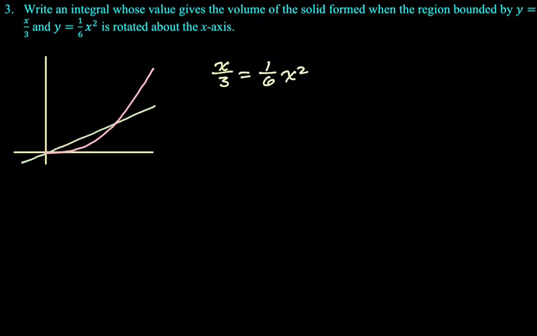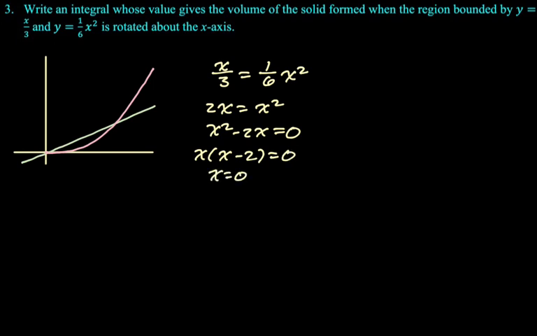So just set them equal to each other, multiply both sides by 6, move everything to one side. So I actually moved everything to the right, but then I always just rewrite it. So x squared minus 2x equals 0. Factor, I'm sure at this point you know how. And then our intersections are 0 and 2. So those are going to be the bounds.